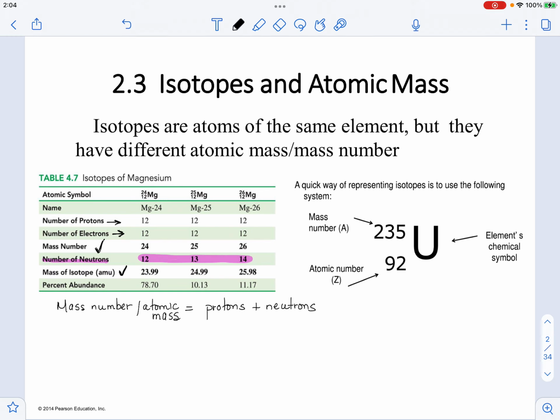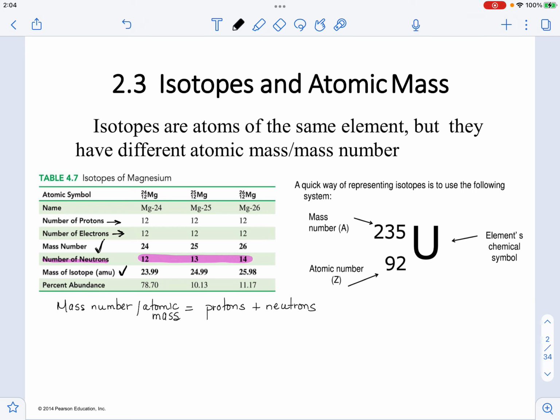the number of neutrons. There's one more piece of information that is illustrated here, and that is percent abundance. Percent abundance tells us if we are actually looking for a sample of magnesium, what is the most common magnesium that exists out there? And as you can see, because magnesium 24 has the highest percent abundance, that's how we know that it is the most common.